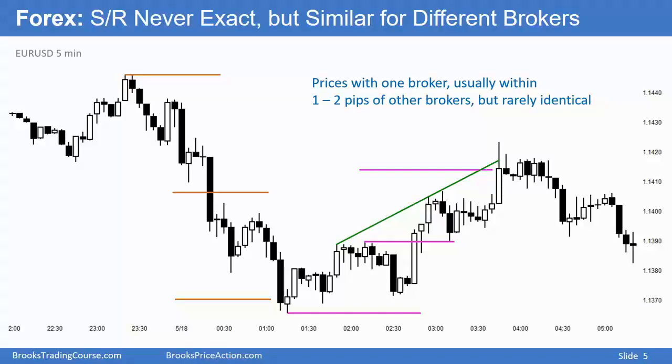Because of the arbitrage activity among the institutions, the prices among the different brokers usually are fairly close to one another. Usually they're within a pip or 2, but they're rarely ever identical. Look at this low. It's 1.1419, but it might be 1.1422 at another broker or 1.1418 at other brokers.